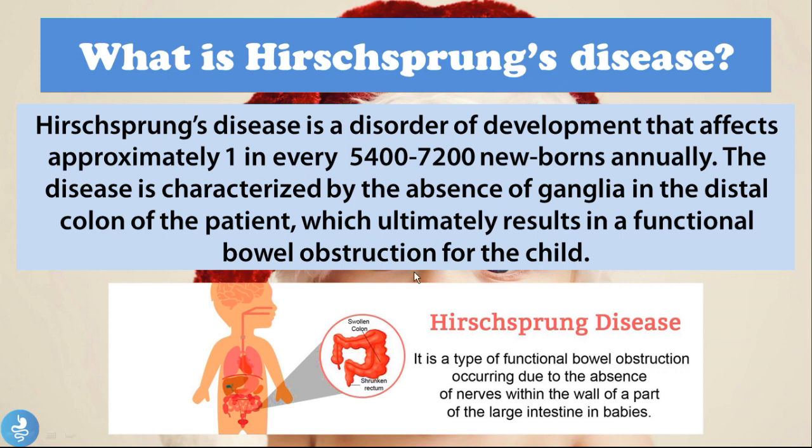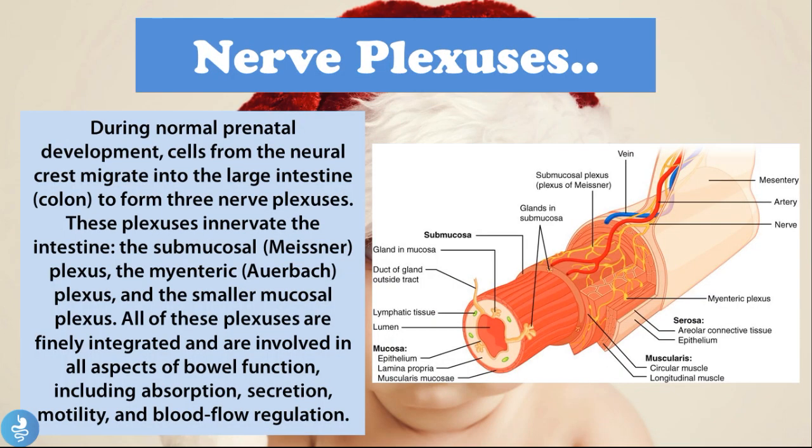So if you look at this little bubble of our colon, this is the distal part of the colon. So we have an absence here of these nerve cells or ganglia. And you'll be able to appreciate this in the next slide when I'll speak more about the nerves and the exact reason that these children develop this disease. So let's go on to the nerves.